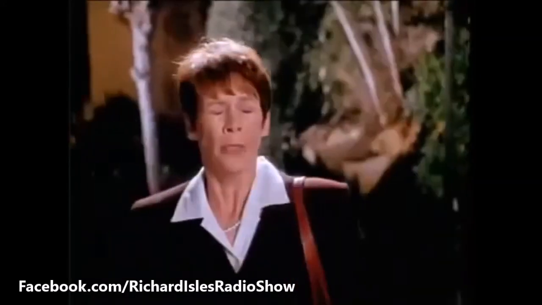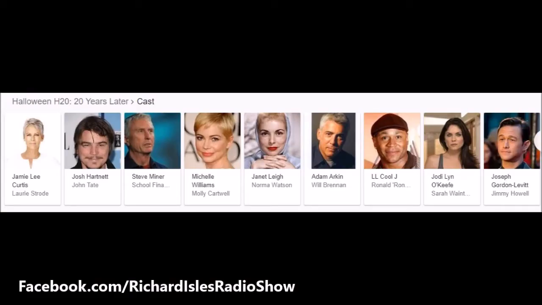Laurie Strode, now the dean of a Northern California private school with an assumed name, must battle Michael Myers one last time, with the life of her own son hanging in the balance. The cast: Jamie Lee Curtis, Josh Hartnett, Michelle Williams, and Psycho's Janet Leigh, aka the mother of Jamie, LL Cool J, and Joseph Gordon-Levitt.